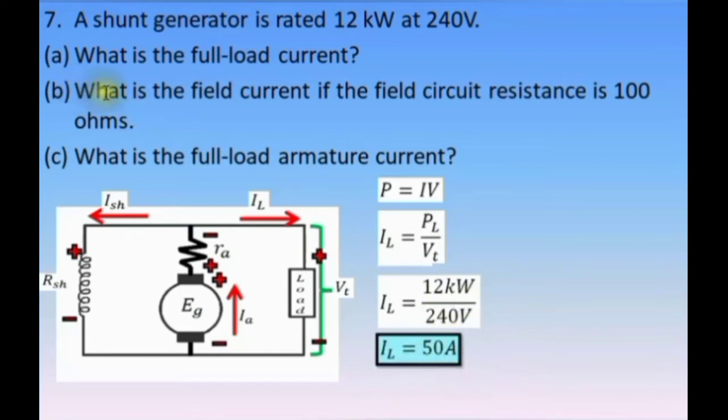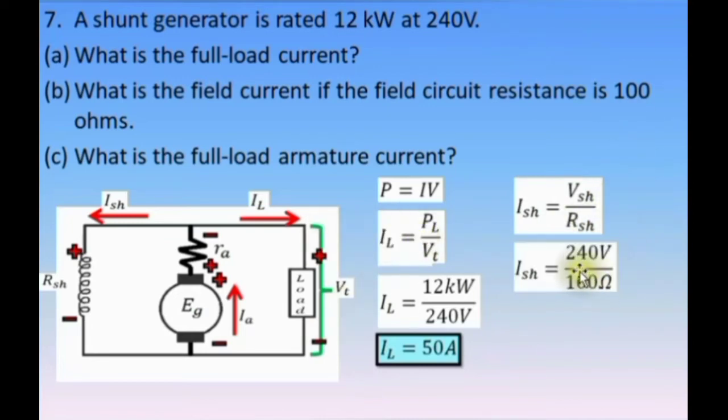Next, we determine letter B, that is the field current. Again, by using Ohm's law, we have shunt field current equals the shunt field voltage divided by the shunt field resistance. Again, the shunt field voltage is equal to the terminal voltage, so substitute those values. We have 240 volts divided by 100 ohms. The answer is 2.4 amperes.